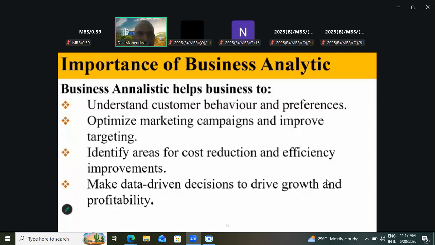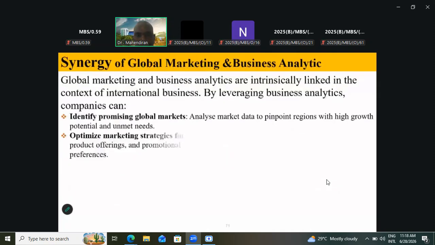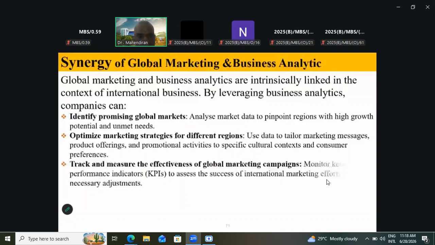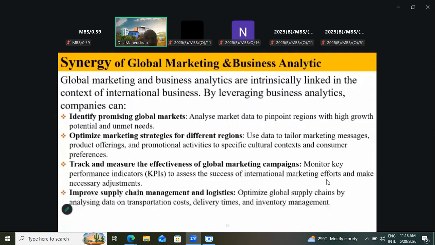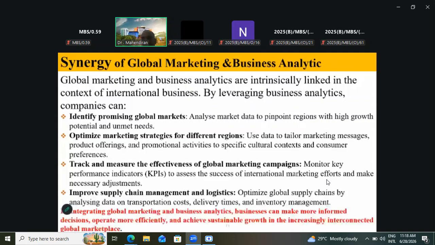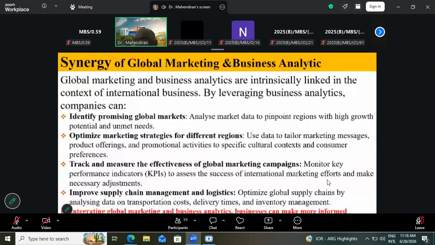So synergy global marketing, this identifies promising markets, so there's nothing to discuss, you can read it. Integrating global marketing with business analytics: when you are doing global marketing, you need this data. Business can make more informed decisions, rather than a gut feeling, operate more efficiently and achieve sustainable growth in an increasingly interconnected global market. So I explained the Cargill example, whether it's skills or whatever, same thing, the international also.